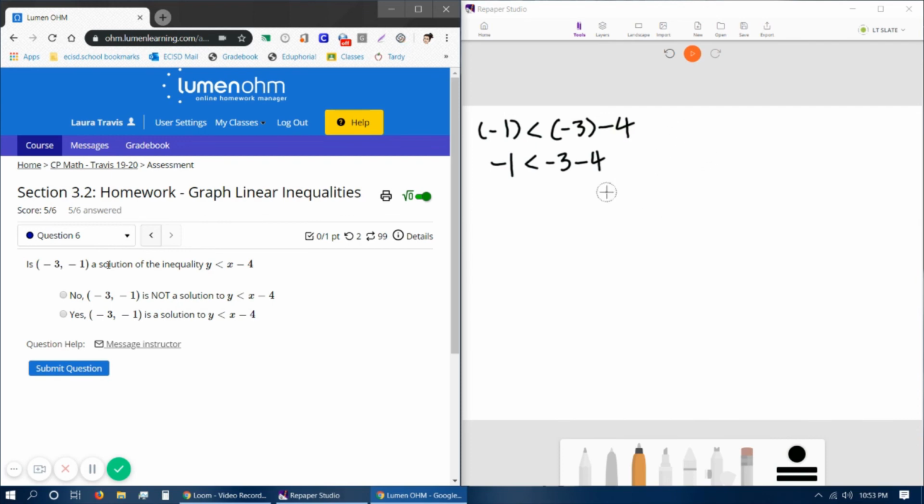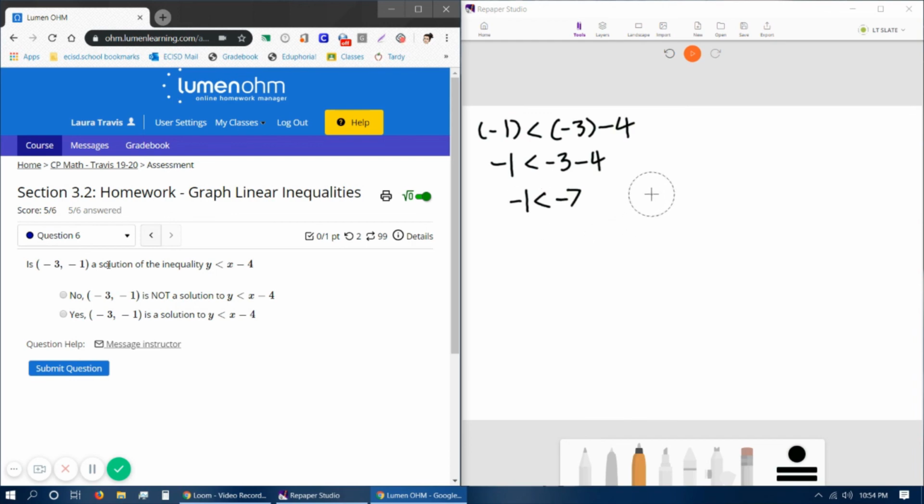Next, I need to subtract 4 from -3. To do that, remember we're subtracting, so we'll need to move left on the number line and become more negative. You can also think of it in terms of money. If I owe someone $3 and borrow 4 more, I owe more money and the total becomes more negative. Now I have -1 is less than -7, and I need to determine if this is a true statement.